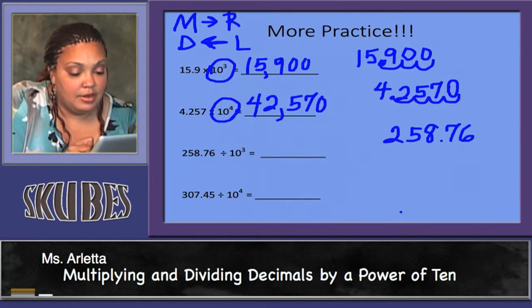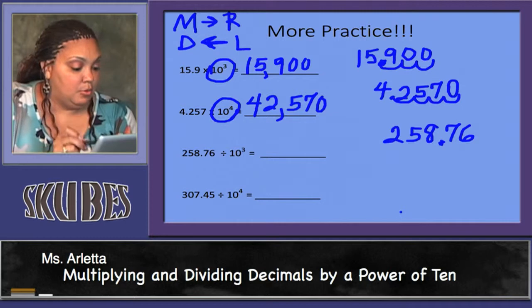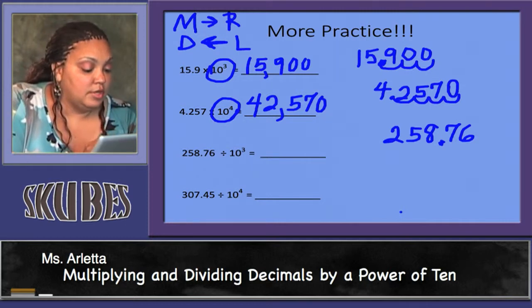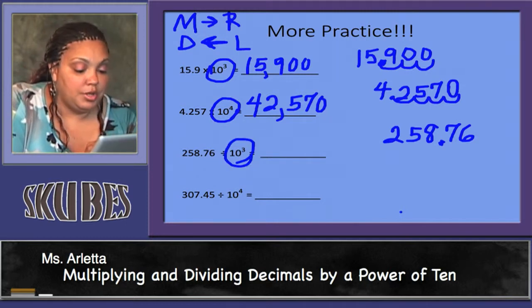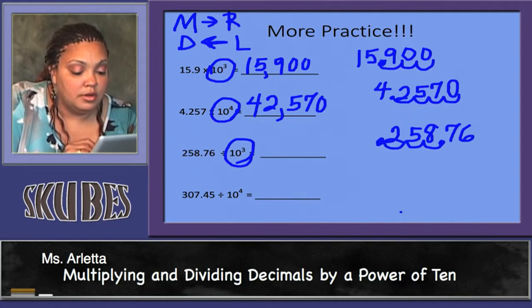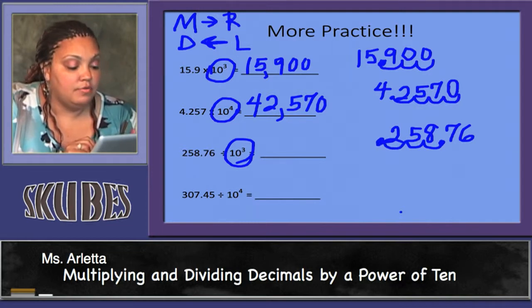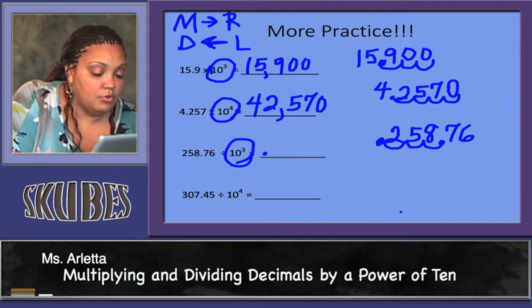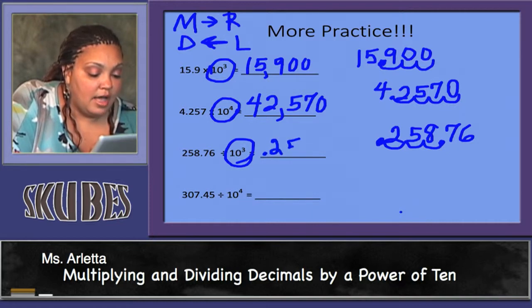258.76. I notice that we have a division symbol. With that division symbol and our exponent of 3, we will start at our decimal point, this time going to the left 3 spaces. 1, 2, and 3. Decimal place is right there in front of the 2. So our answer is 0.25876.